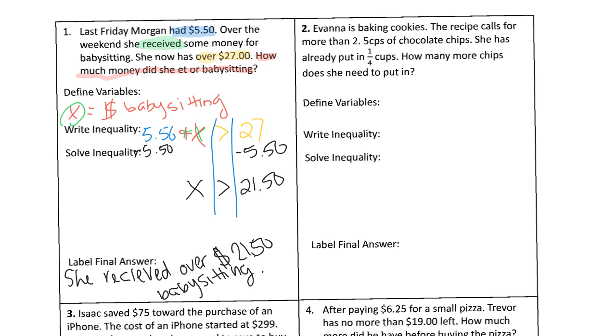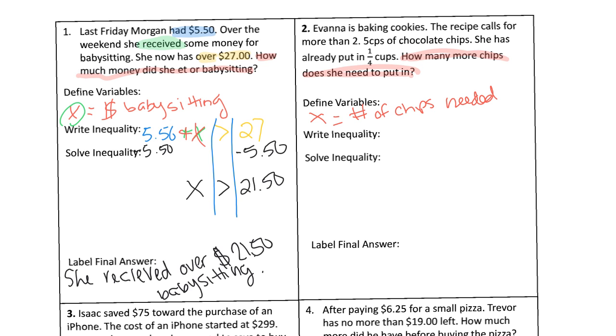So Yvonne is baking cookies. The recipe calls for more than 2.5 cups of chocolate chips, sorry. She has already put in 1/4. How many more chips does she need to put in? Okay, so we always start with our question. How many more chips does she need to put in? So X equals number of chips needed.